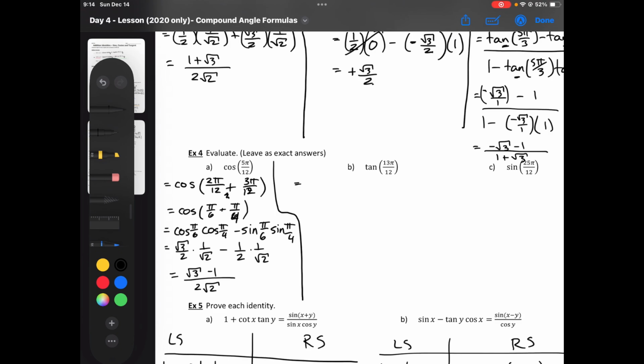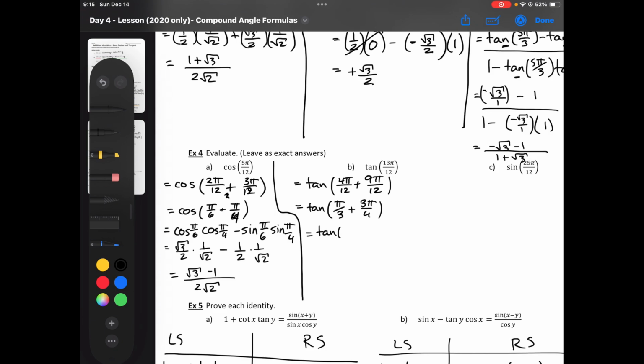I can simplify this by breaking this up into two special triangle angles again. I've got 4 pi over 12 plus 9 pi over 12. 4 plus 9 gets me to 13. And now this simplifies to pi over 3, and then 9 pi over 12 simplifies to 3 pi over 4. So now I can split these up according to my tan identity here. And this one I'm using tan of a plus b.